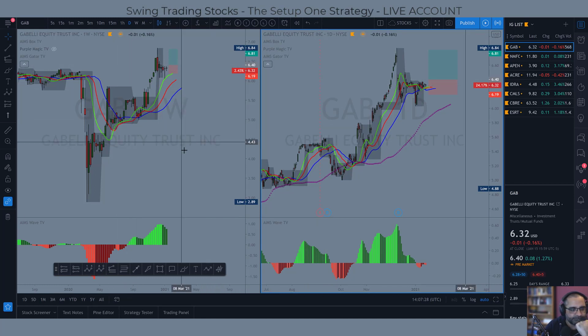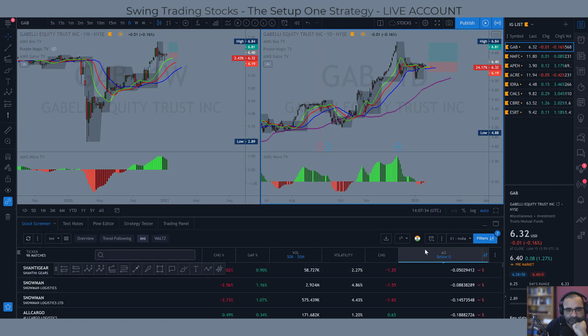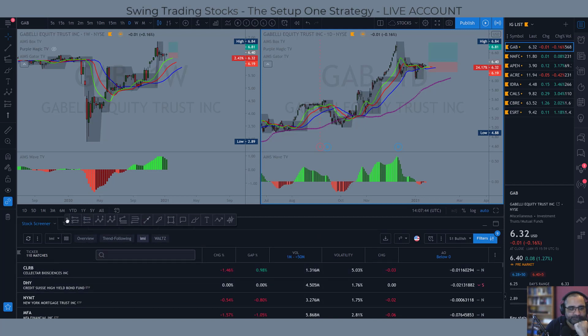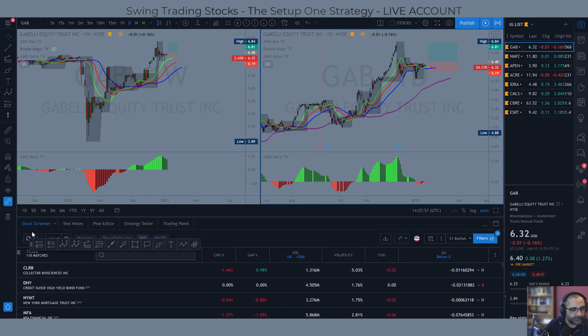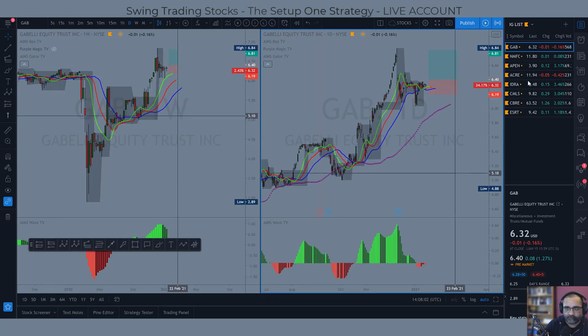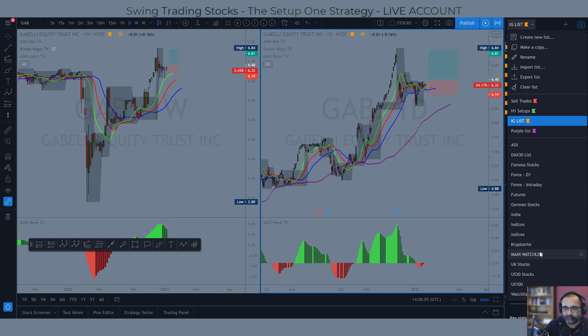The process simply is we run the filter, the scanner. It picks up the stocks. For example, for today we have all of these. This will probably refresh at 2:30 on this scanner. That should be fine, but I've already done my work on this, so I've added them to my watch list, which is my main watch list here.